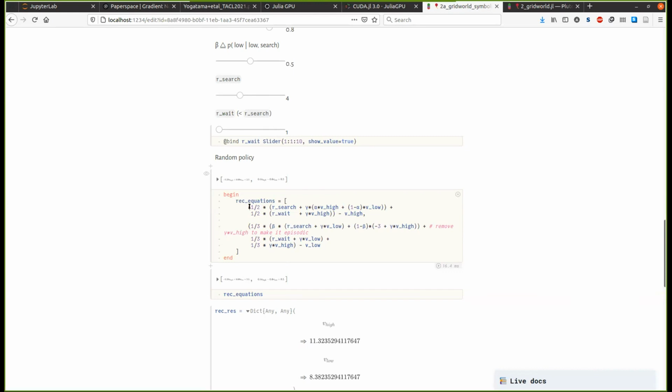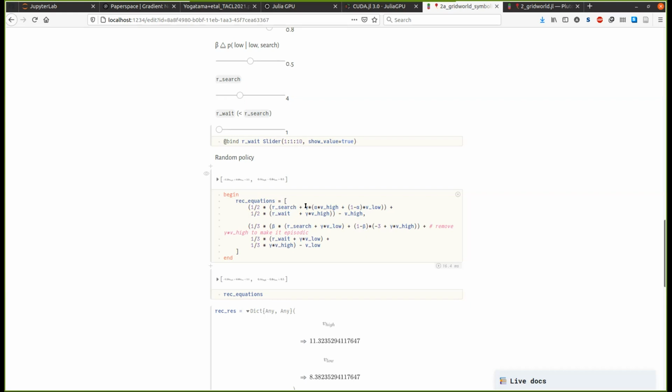And in the high state, we can take two actions. Under a random policy, it would result in the two actions with probability of 1/2, right? So hopefully that makes sense. And with probability of 1/2, we take the action search. So we get the reward. This is an expectation of a reward for searching.